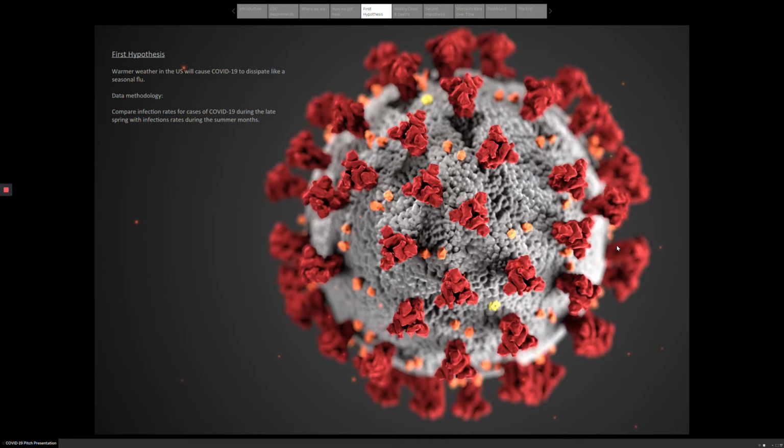Now that we have a sense of where we are, I'd like to examine my first hypothesis, which is that warmer weather in the U.S. would cause COVID-19 to dissipate like a seasonal flu. I chose this hypothesis because it was a popular talking point during the spring, and now, with most of the summer behind us, the timing was ideal to examine the data to see if this was in fact the case. To test this hypothesis, I compared weekly infection rates for cases of COVID-19 during the late spring with infection rates during the summer months.